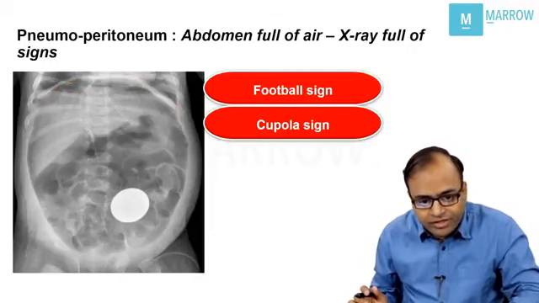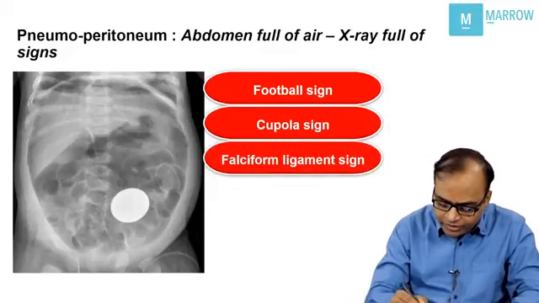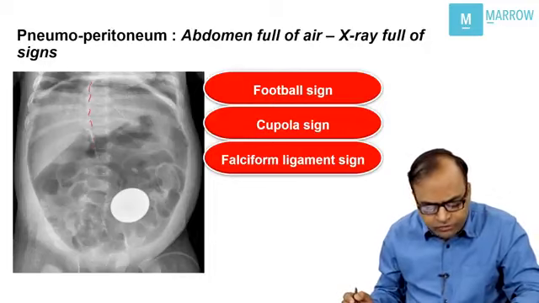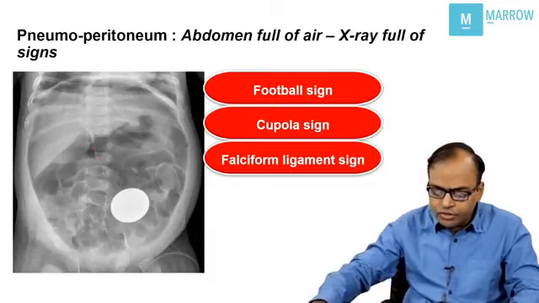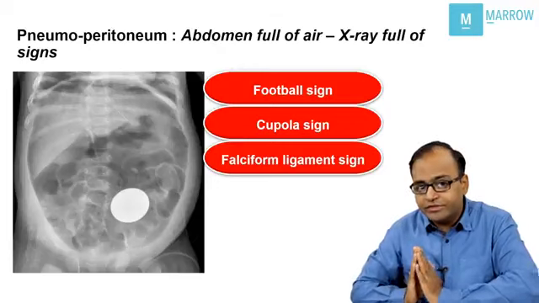Correct. Now another very interesting sign is what is called as the falciform ligament sign. Can you see this small vertical line here on the anterior surface of liver here? This is called as the falciform ligament sign. Now what is the falciform ligament sign? Now see, a falciform ligament is a bilayer fold of peritoneum which is there on the anterior surface of liver.